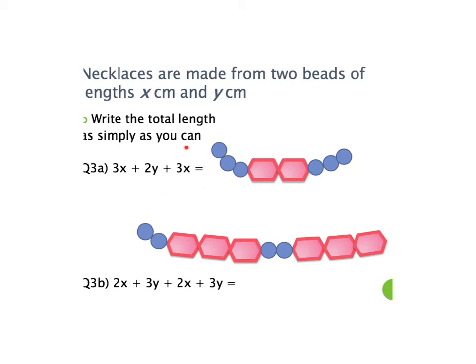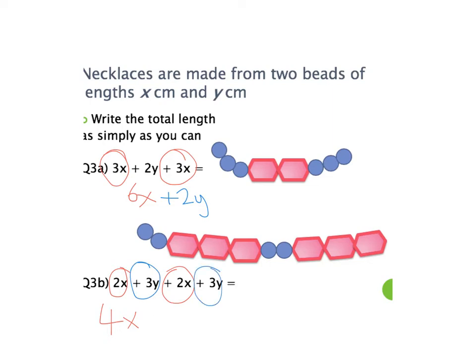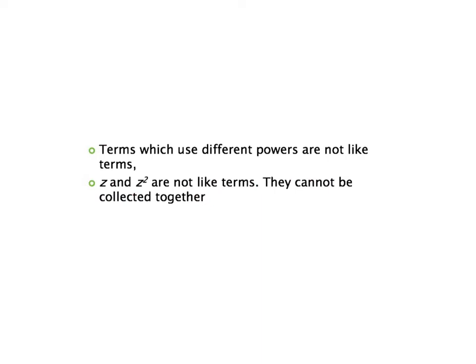Okay, can we collect anything there together? So we can get the 3x and the 3x. Together that's going to give us 6x. We can't collect the 2y with anything, so it just stays as 2y. In the next one, we've got 2x, 2x, 3y, and 3y. So we're going to collect the x's. We end up getting 4x, and then we're going to collect the y's. And we end up with 6y. Can't do anything more. That's our final answer.